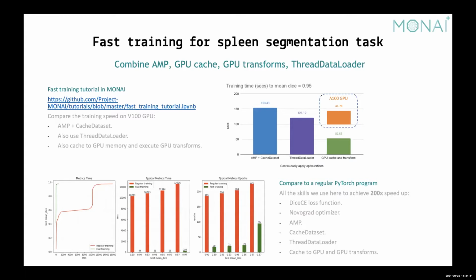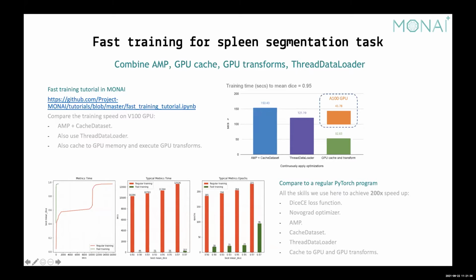As the left chart shows, with all these skills, we can achieve 0.95 mean dice in around 56 seconds, and the regular PyTorch program takes more than 11,000 seconds. It is more than 200 times faster.